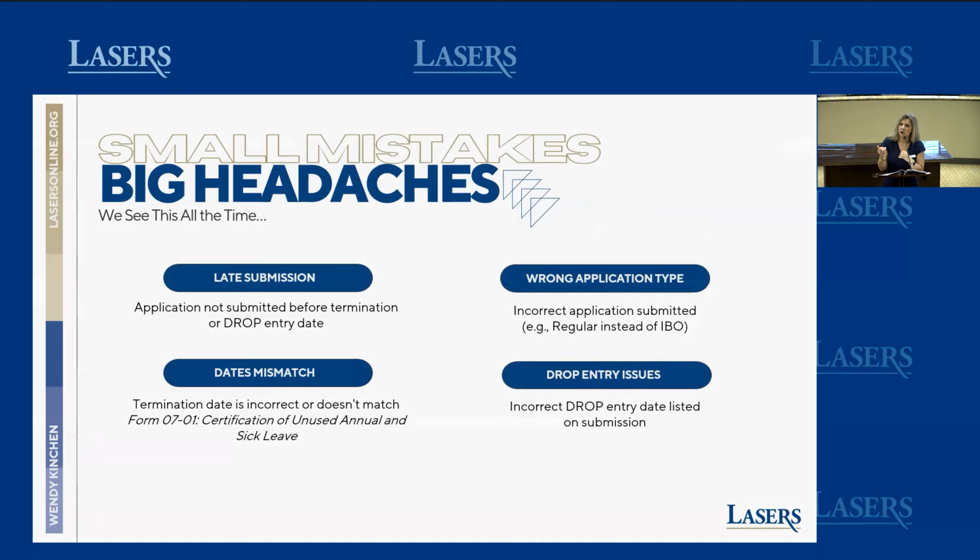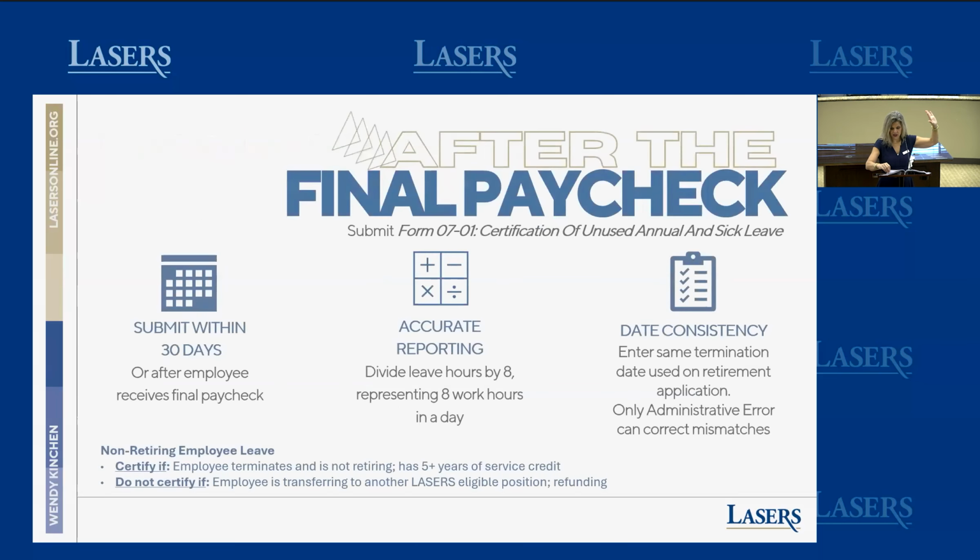Let's talk about that form in a little bit of detail and the importance of that form. Again, this is where small mistakes can really make huge headaches. These are the common errors that are made with those applications: late submissions, submitted before that termination date, the wrong application type, dates that don't match, and issues with the date of the drop entry. Those are just some of the things to be aware of and check for to keep errors from occurring.